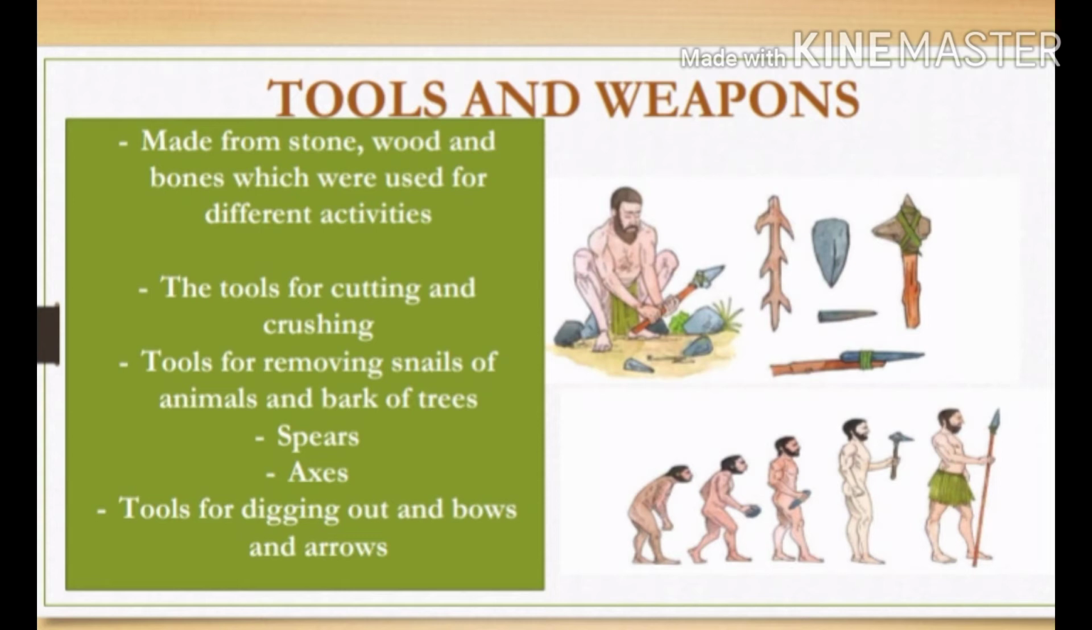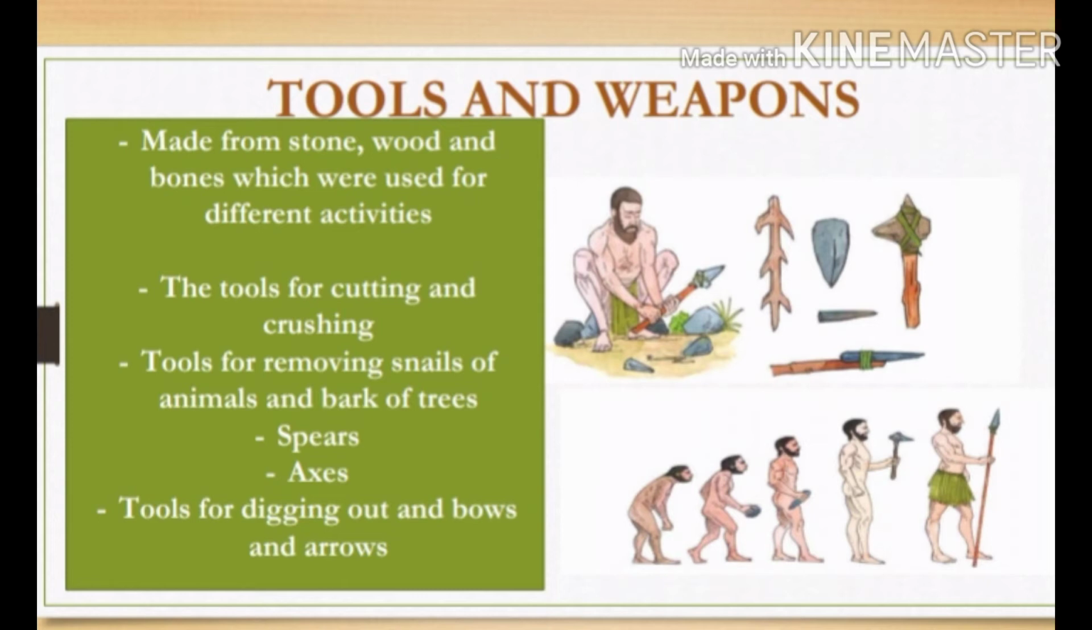Let's do a quick recall. The different kinds of tools were made from stone, wood, and bones, which were used for different activities. Now, I'm asking you one question. Which tools were made with stone by early man? I know you have gone through this lesson, that's why I'm asking you. The tools for cutting and crushing, tools for removing skin of animals and bark of trees, spears, axes, tools for digging, bows and arrows.